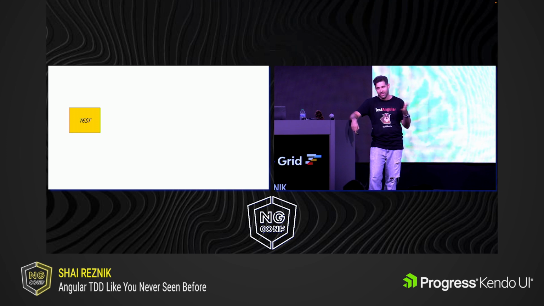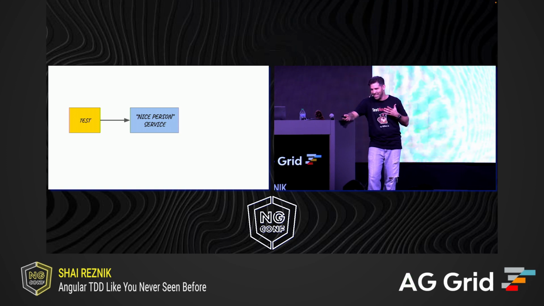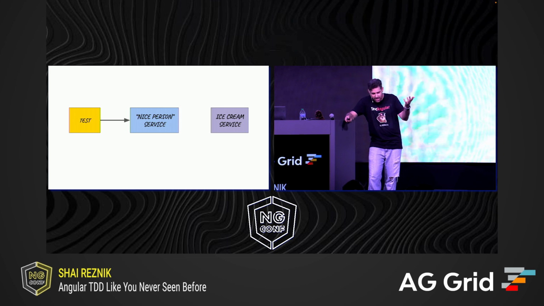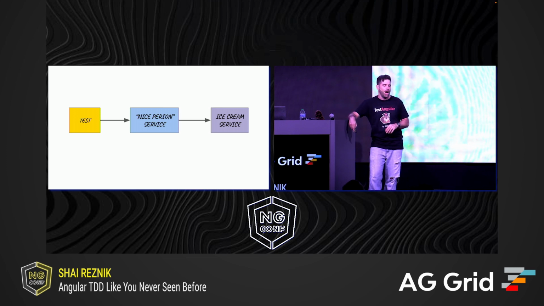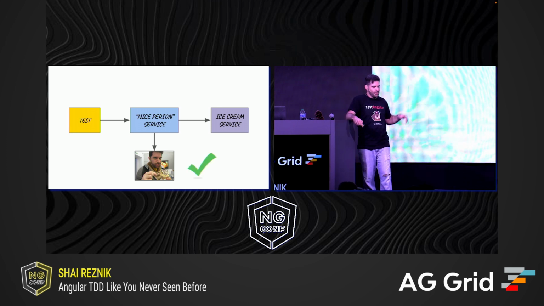So first of all, we have the test. We'll write the test first because it's TDD. And we need a nice person. Anyone who gives me ice cream is a nice person, okay? So we need a service like that. And then we have the ice cream seller or something like that as the service. Great, and then it will give it to me and I will be happy. Cool? Cool, okay. Nice, and then the test will pass.